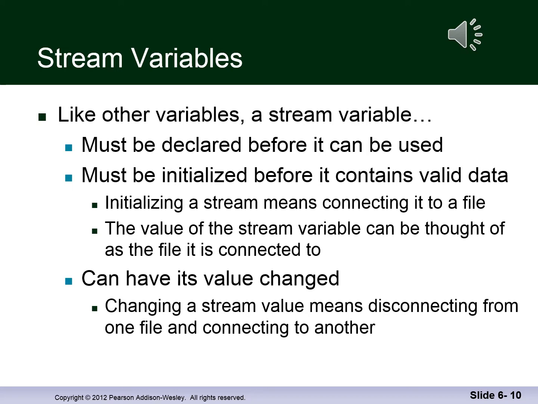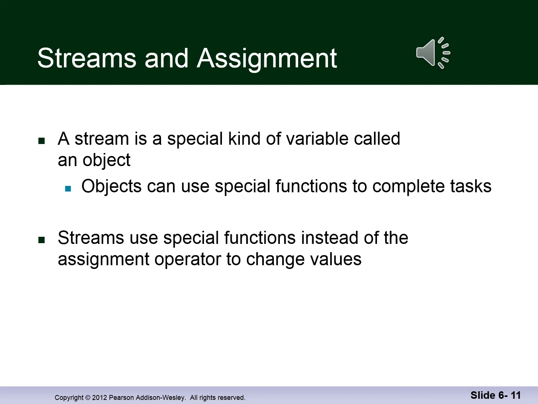A stream is a special kind of variable, which is called an object. Objects use special functions to complete tasks. Streams use special functions instead of the assignment operator to change values.